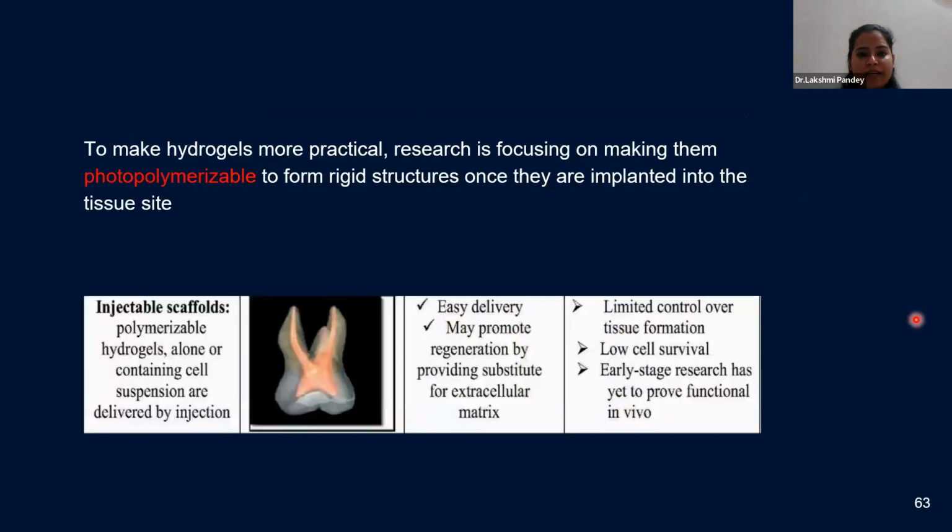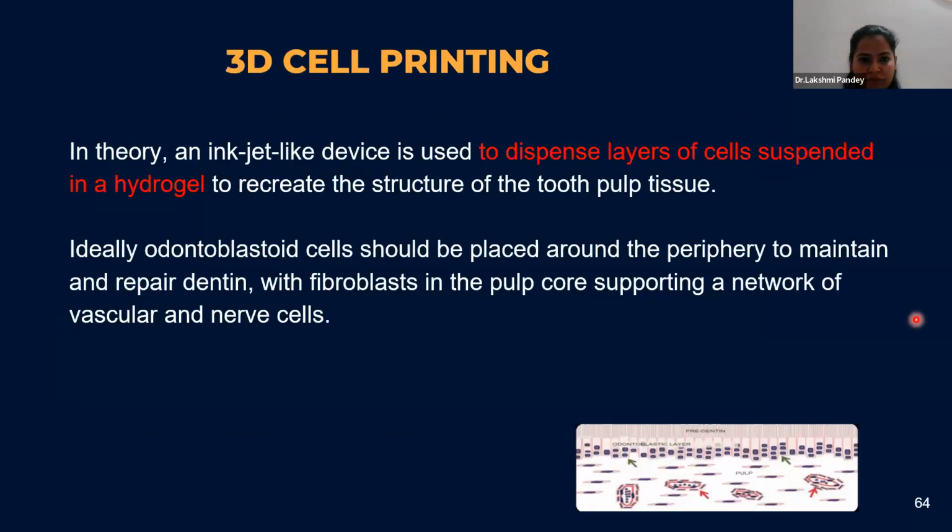To make hydrogels more practical, research is focused on making them photopolymerizable, to form a rigid structure once they are implanted into the tissue site. Next, another thing was 3D cell printing. In theory, this has not yet been done. As I was telling you, until now you place your liquid or injectable scaffold, and 3D printing of cells is still ongoing.